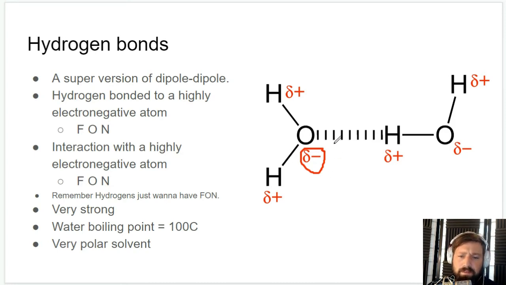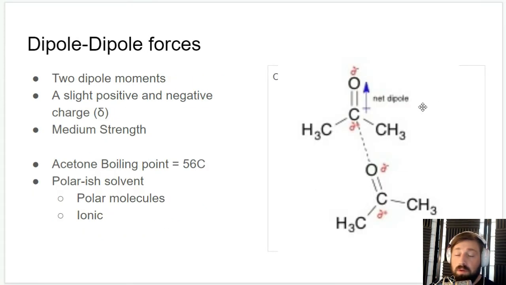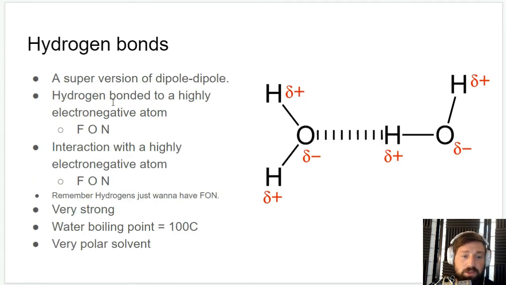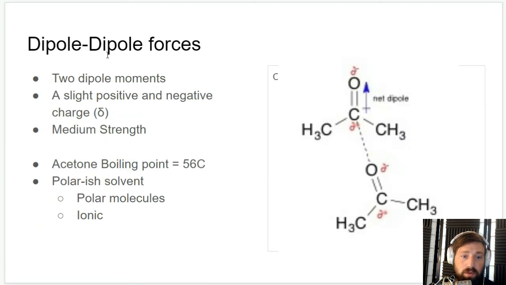So here we have a very negative oxygen, and if it finds another very positive hydrogen, it's going to interact, and this interaction is going to be very, very strong, a lot stronger than your dipole forces. So hydrogen bonds are going to be stronger than dipole forces.